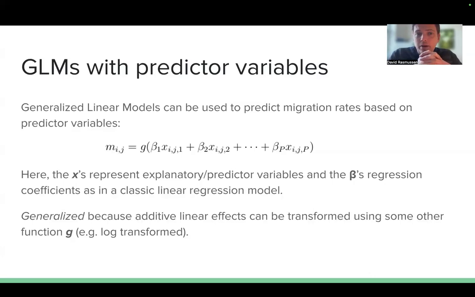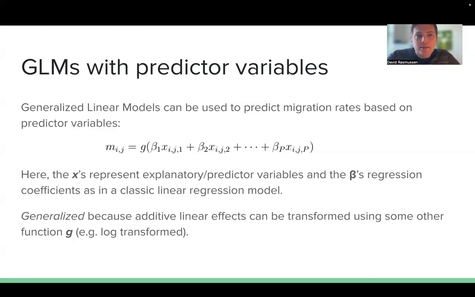Oftentimes when people are fitting these models for human pathogens, the explanatory variables have to do with the population size at both the source and destination locations, because we think that, on average, there is more movement of humans between locations with larger population sizes, and so migration rates might be well predicted by the relative size of the source and destination location.